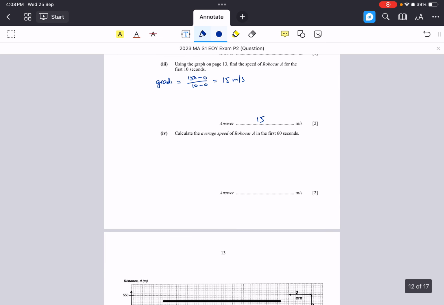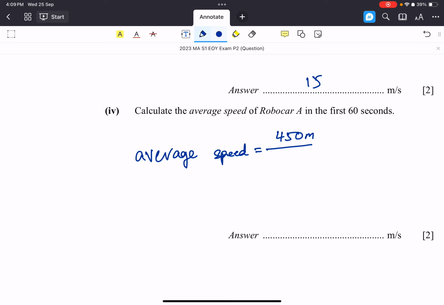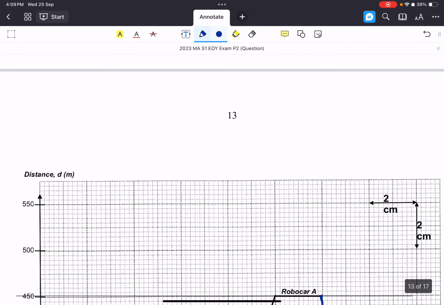So from here, average speed equals 450 meters over 60 seconds, which works out to be 7.5 meters per second. Okay, so that's the answer.